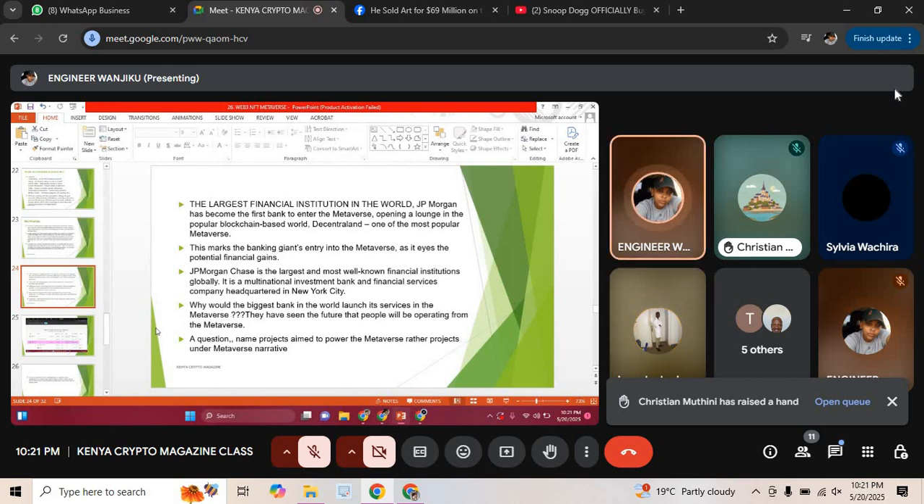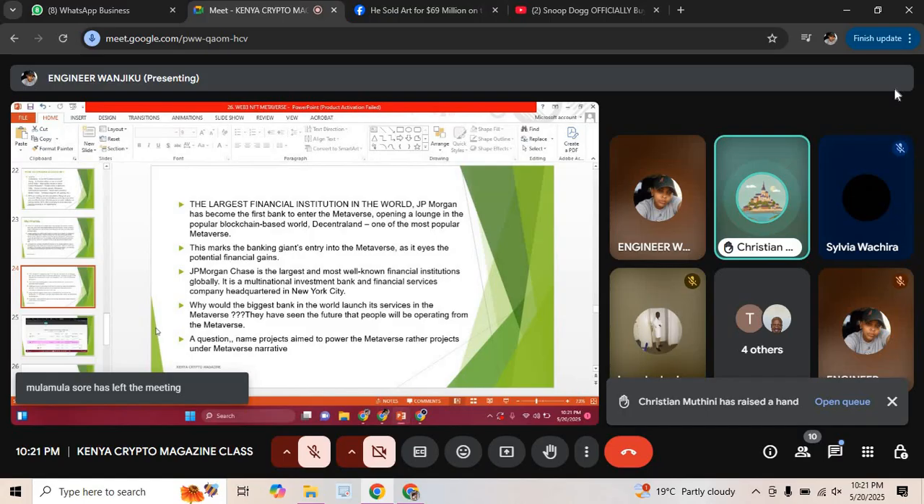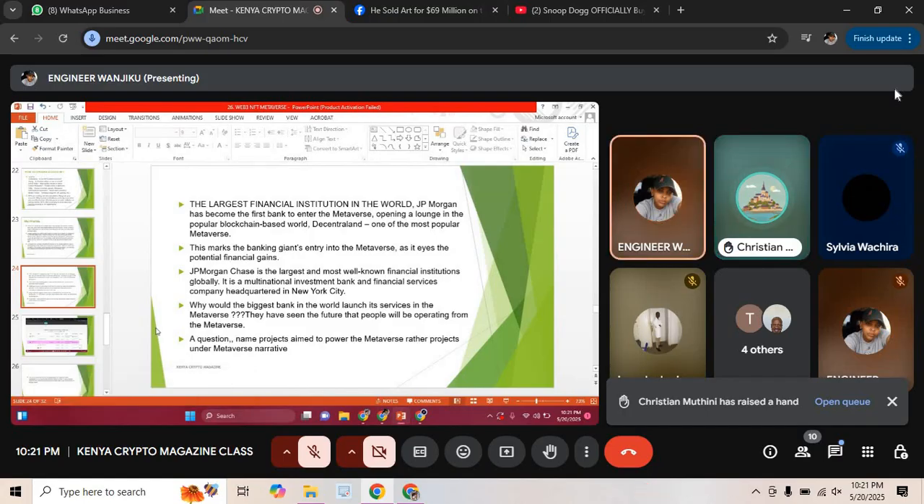AI, render. Yes? Pardon? The AI narrative, an example? Render and Virtual. Yes, Render and Virtual, correct. Okay, Christian? The gaming narrative: Axie Infinity, Sandbox, Decentraland. Yes, we have all that. I can also mention one, which is Gala. The Gala token is also under the gaming narrative.